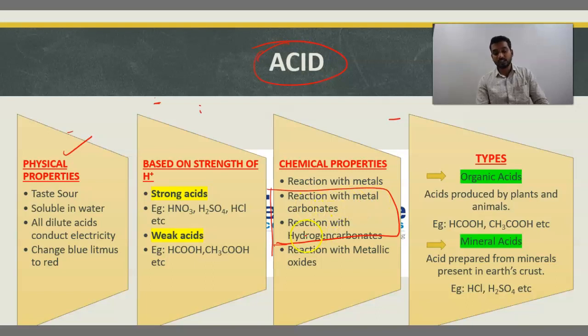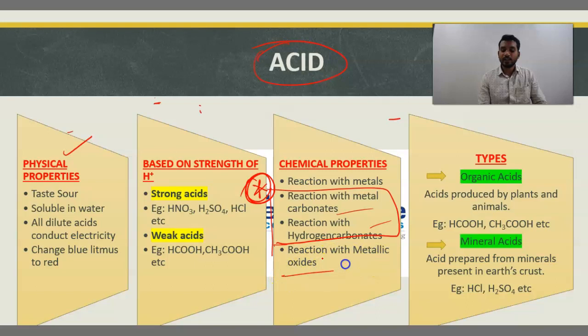Reaction of metal with carbonates and reaction of metal with hydrogen carbonates. These are the important two chemical reactions present in your textbook. You should not miss this, because this is very important. What happens if an acid reacts with metal carbonates? Same thing, if acid reacts with metal hydrogen carbonates, what happens?